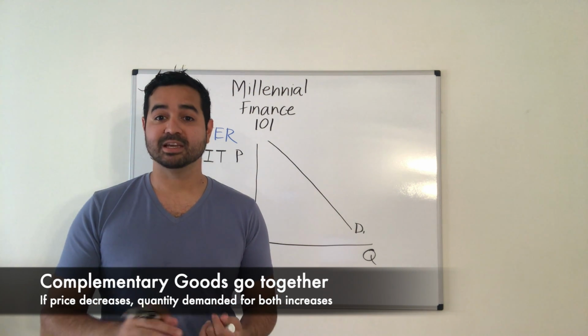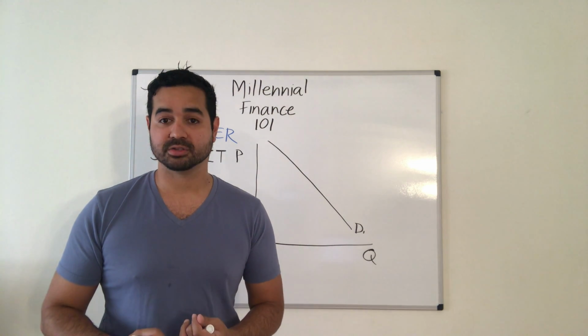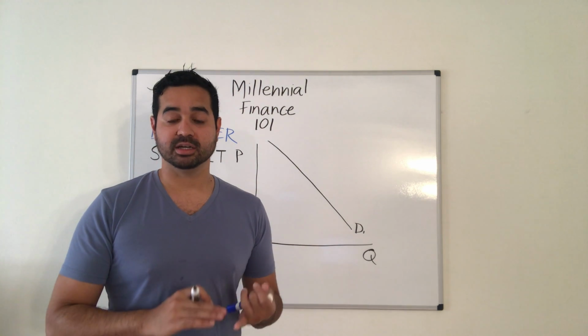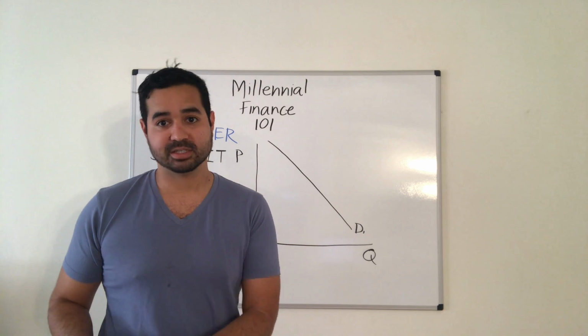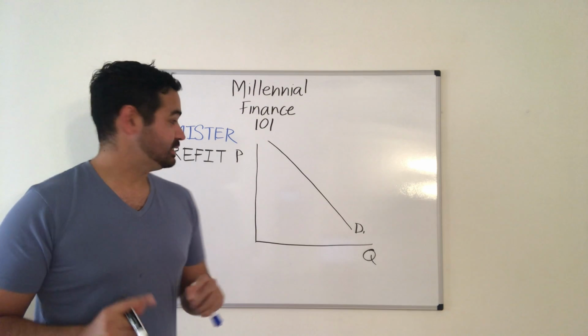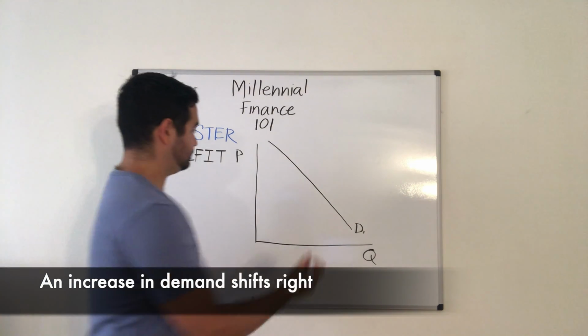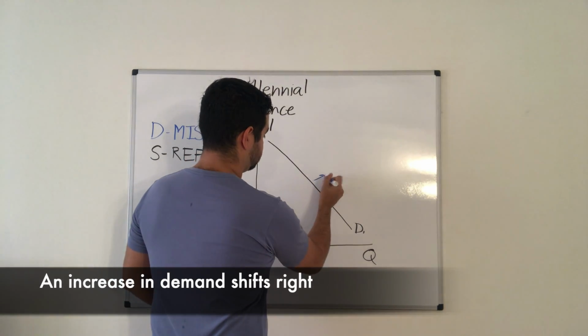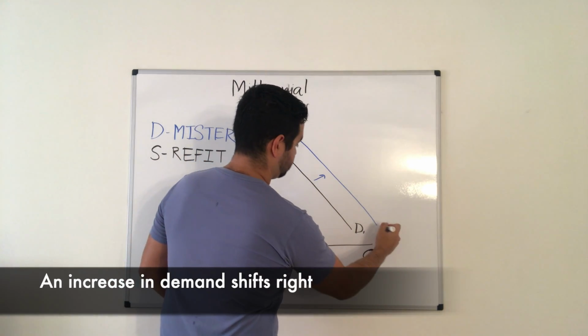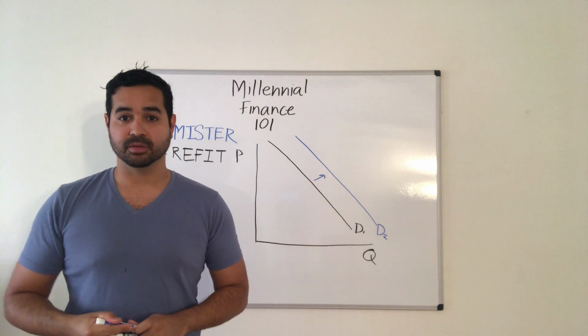Think of it like this. If the price of milk goes down, the demand for cereal is also going to increase. People drink a lot more milk, they'll drink it with cereal. So if we know that demand is going to increase, we know our graph is going to shift to the right. And that's all we have to do for number 1.